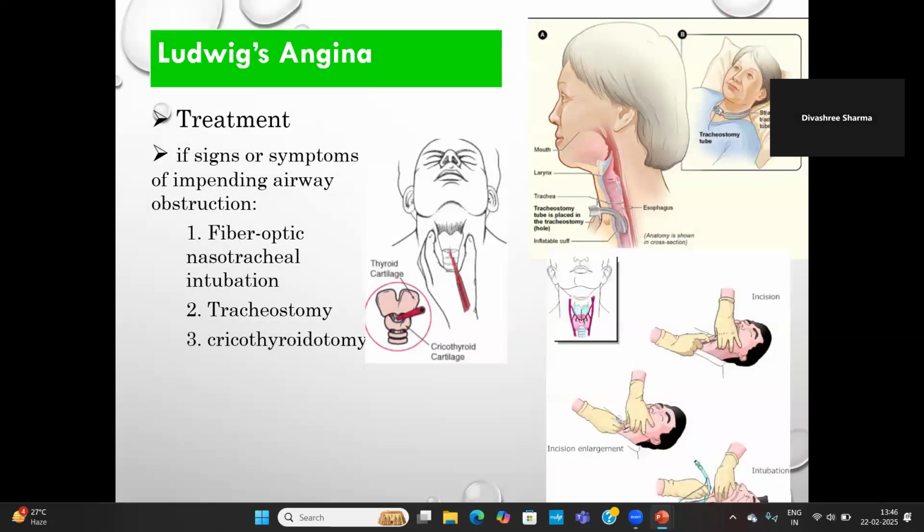Now, if signs or symptoms of impending airway obstruction are evident, then the patient should be immediately taken up for fiber optic nasotracheal intubation, oral intubation if possible, tracheostomy or cricothyroidotomy. Any three of these things must be done, whichever is possible.